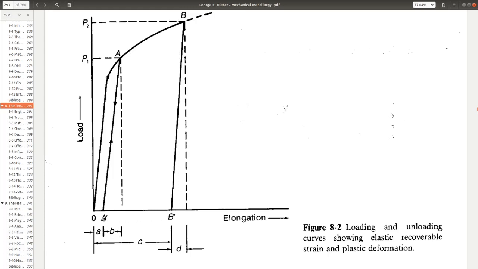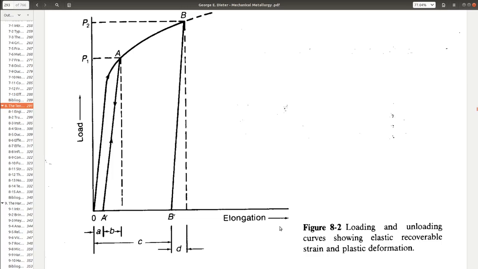And so once I load it, for example, if I load up to here and if I unload it, I will come back to this origin. But at the same time, if I load it up to point A or point B, I cannot come to origin. So there is a permanent deformation. And that permanent deformation is known as plastic deformation, which is not completely recoverable. But at the same time certain amount has been recovered, and that is known as elastic recoverable strain.